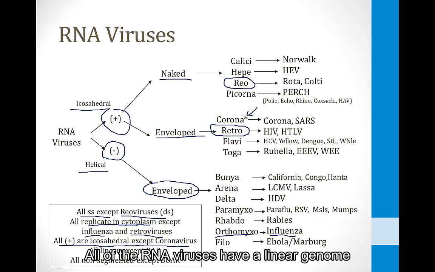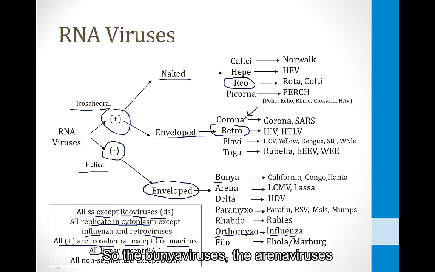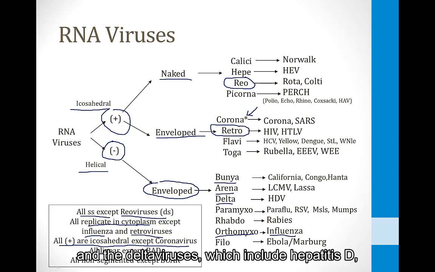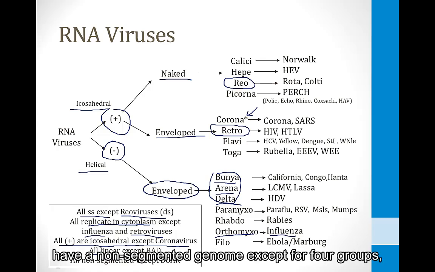All of the RNA viruses have a linear genome except for three groups, and they go by the mnemonic BAD. So the Bunyaviruses, the Arenaviruses, and the Deltaviruses, which include hepatitis D, all of these have a circular genome.